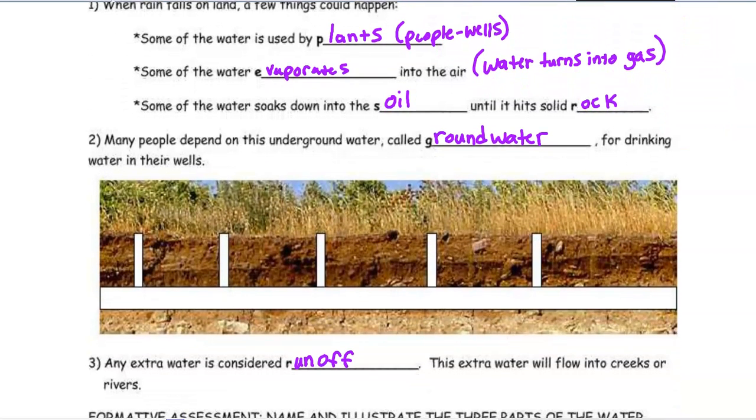Here's a picture that shows the process of water that goes deep beneath the surface of the soil, down to where the rock is, into those little holes of the rock. Any extra water that then spills off is considered runoff. That water typically will flow into creeks or rivers.